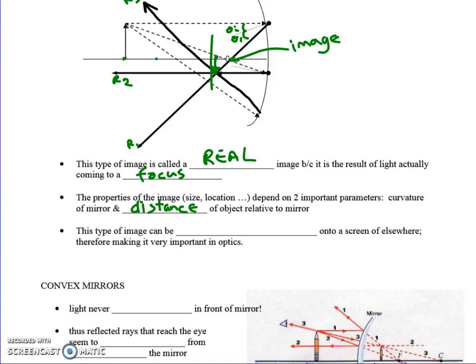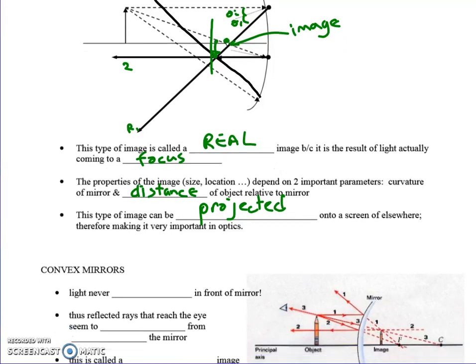We're not going to get into great detail, but if I were to move this object from there to, let's say, further away, then the image would form closer to right here. If I were to move this object closer to the mirror, the image would move further away. But we don't have to know all those details. I just want you to get an idea of what an image is and why it forms. Okay? And an important property of this image is it can be projected onto a screen. So there's a lot of uses of that, especially with telescopes.